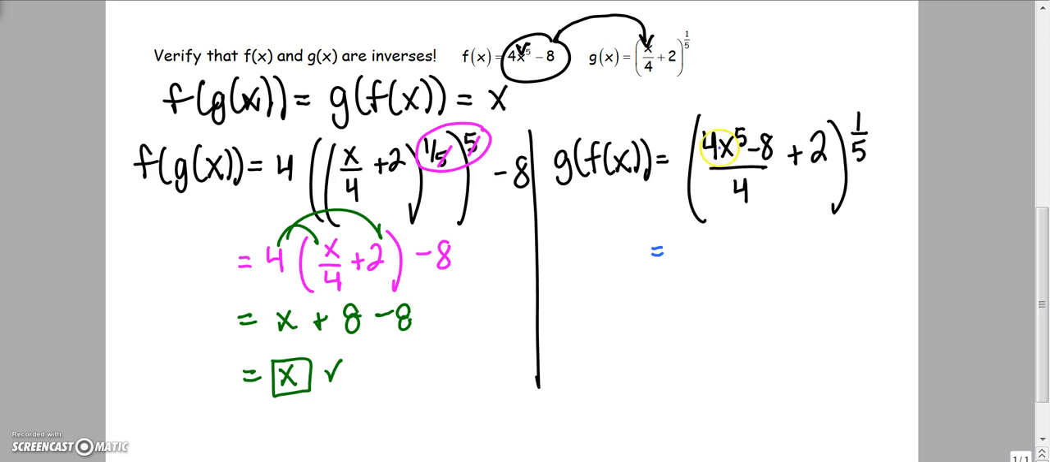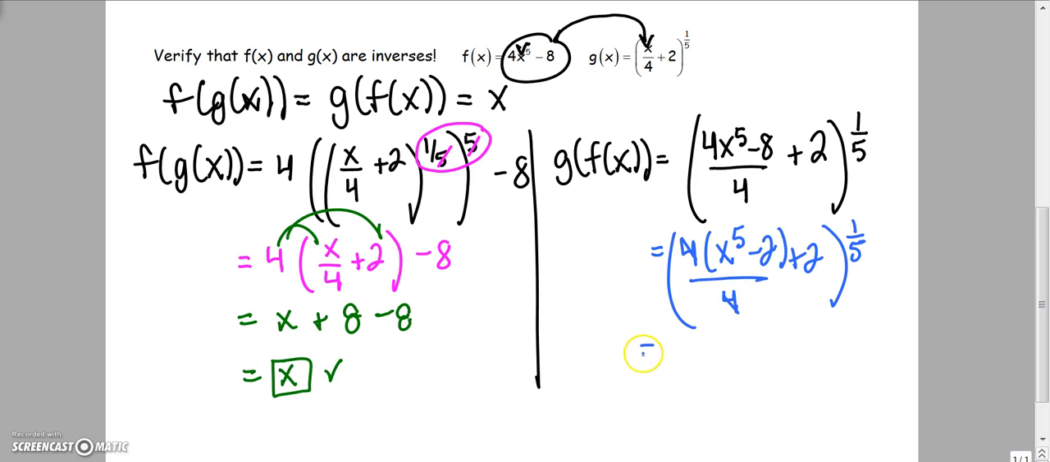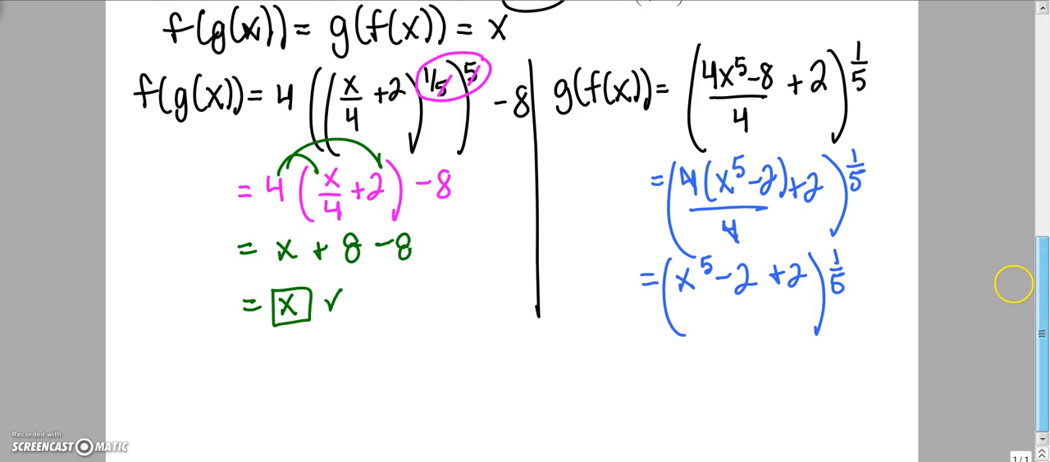What we can do is divide by 4 if you want. The easiest way to see this is usually to pull out this GCF. Still have parentheses. Your 4's will cancel. x to the 5th minus 2 plus 2, to the 1/5 power. Again, do not distribute that 1/5.